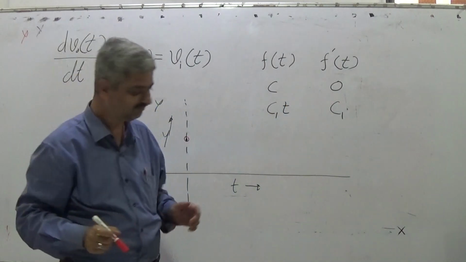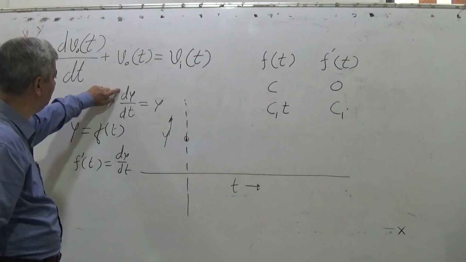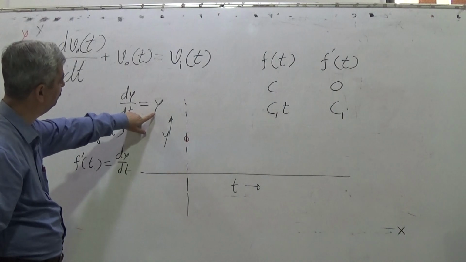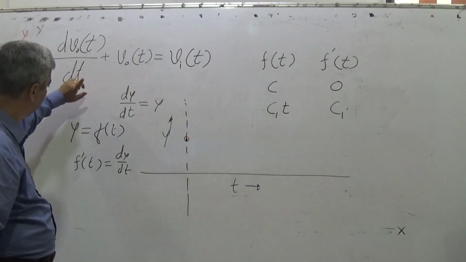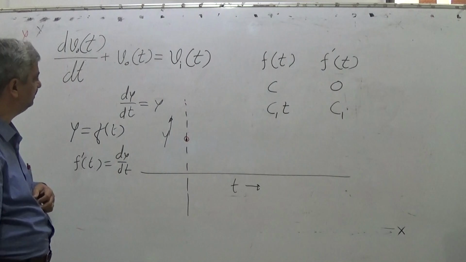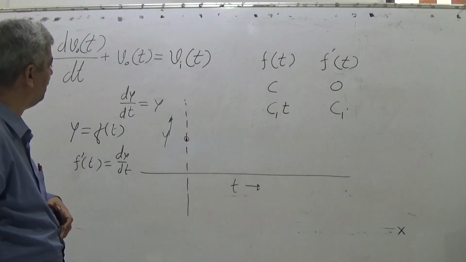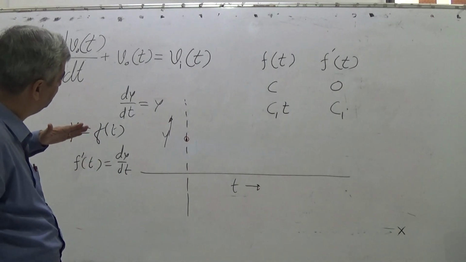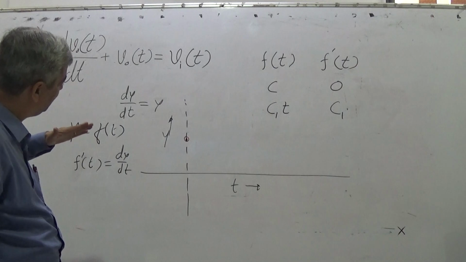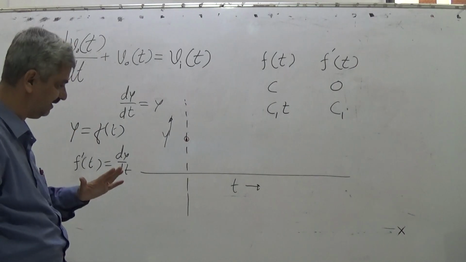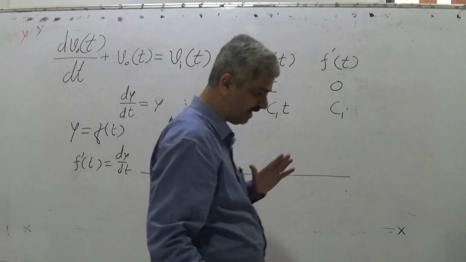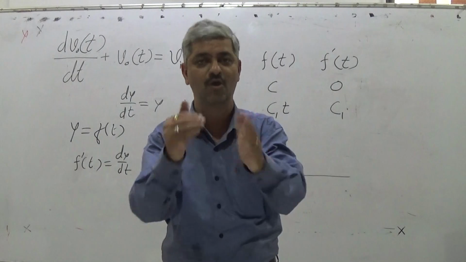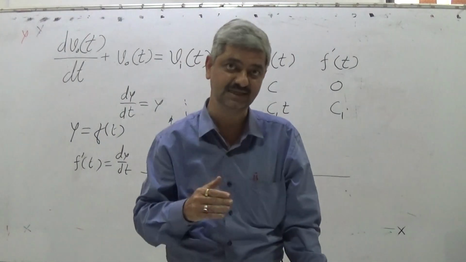Now dy by dt should be equal to y. So what should happen? Listen very carefully. What is dy by dt? It is the slope of the curve.